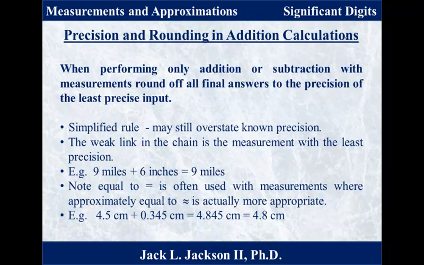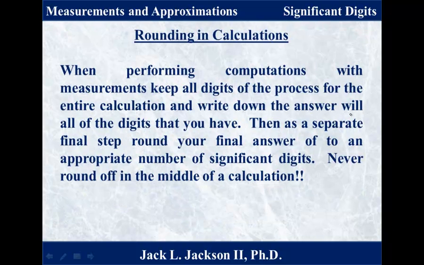So here's another example. If we take 4.5 centimeters plus 0.345 centimeters, go ahead and work it out. Give all the digits. 4.845 centimeters. But then, as a separate step at the end, determine where we need to round off. The first measurement was only measured to the nearest tenth, so that's the best we can do on our final answer. So that works out to be 4.8 centimeters.